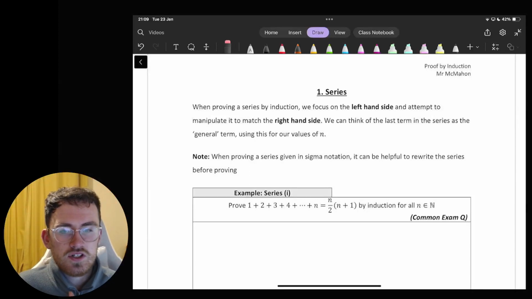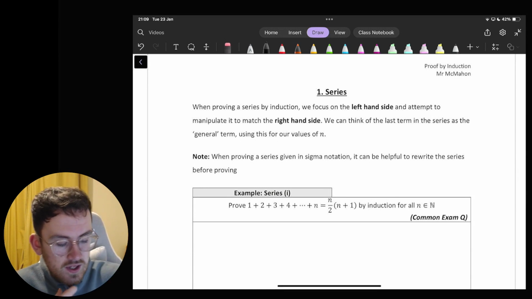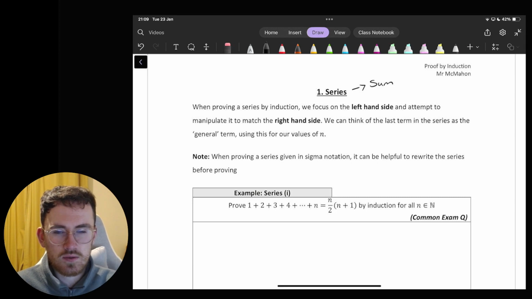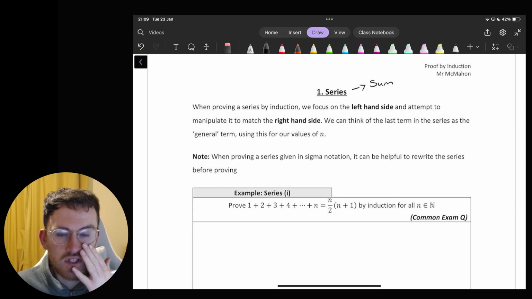Okay, so we're going to look at the first type of proof by induction. The first type of proof by induction is for what we call a series. You can think of a series as being like a sum. We would look at this in our sequences and series and our patterns. A series is another way of thinking about a sum. It's a sum of a particular set of terms, or sequence of terms.